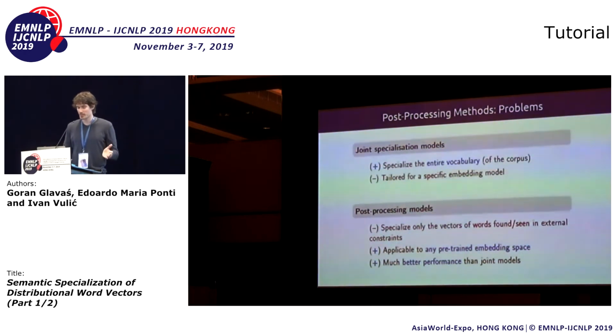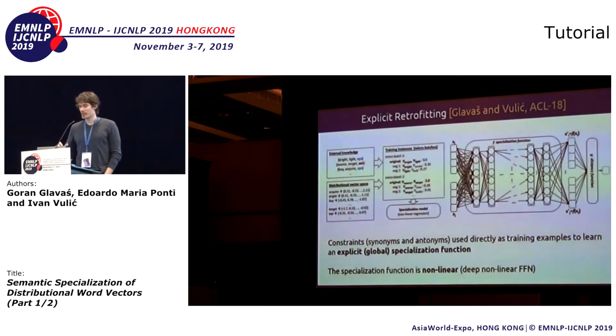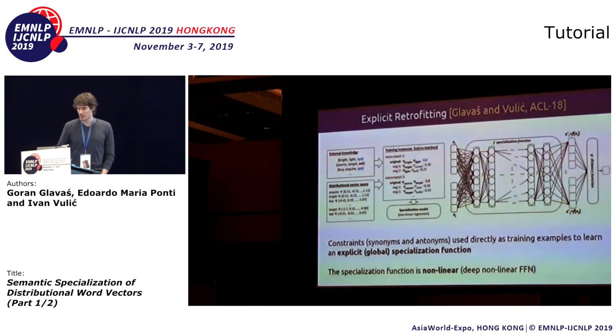So the main problem with post-processing methods is that they only affect words that are in the external resource. So basically what we want is full vocabulary specialization. Can we propagate this external signal into the entire space? And then there are several solutions there. The first one is called explicit retrofitting, where the idea is not to fine-tune the vectors based on these linguistic constraints that you have, but to use the linguistic constraints as training examples for your models.